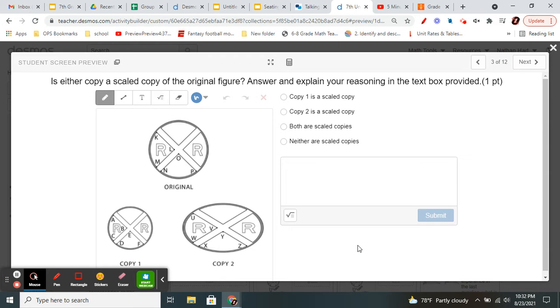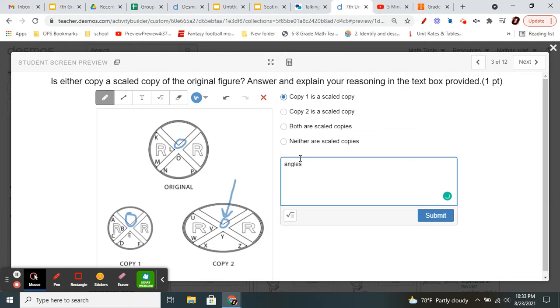Okay, on slide 3, copy 1 is the scale copy. Look, and if you take a look at these angles, like this angle right here, this angle, and this angle, this one gets bigger. Okay, so what do I want you to take away from this?